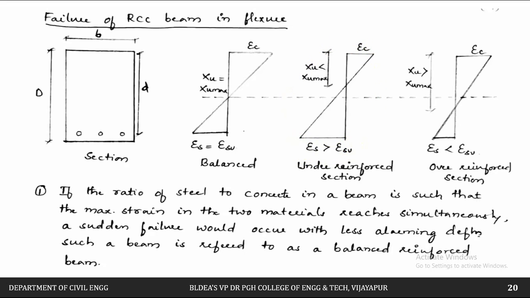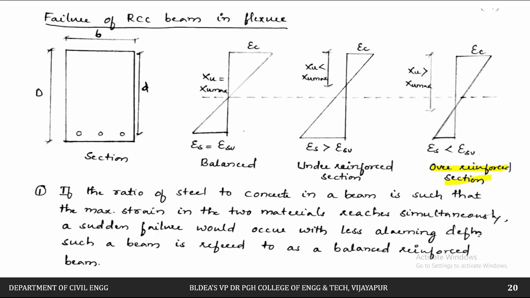Why? Because from this profile you will come to know. So with further increase in the load, strain will be higher in the steel. So therefore this steel is going to fail first, or it is going to yield first compared to the concrete. So therefore we are going to have a tensile failure. That type of section we can call an under reinforced section.